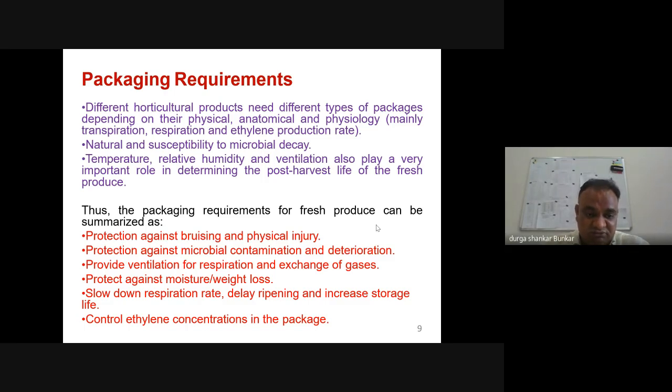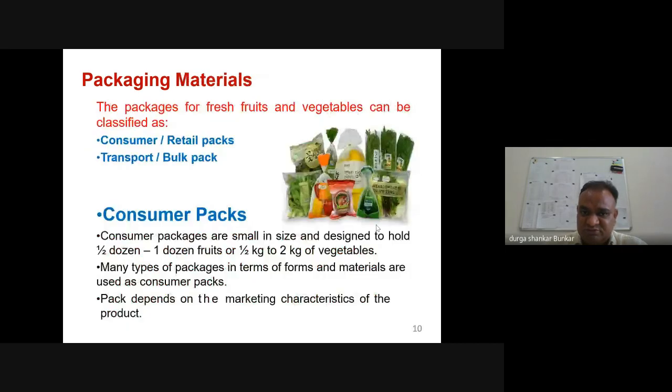Another requirement we can summarize is control of ethylene concentration in the package. That is an important factor, as ethylene is always produced in fresh produce. If we can't control it during storage, then it will accelerate the ripening process, and several metabolic processes can occur which may cause deterioration. So by considering these factors, we go for a packaging material.